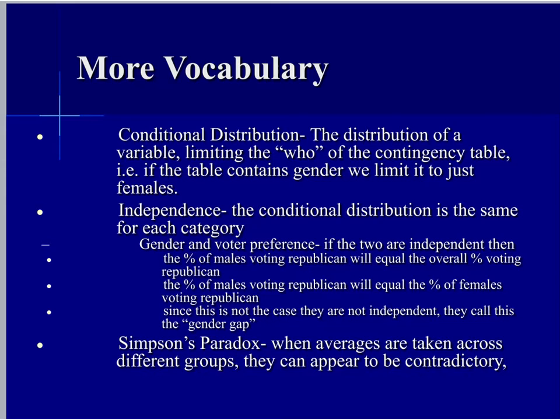Now the conditional distribution is where we limit the who. We limit it to one of the variables and one of the categories within that variable. So if the table is the gender, we maybe only want to look at females. If it's night owl or early bird, maybe we want the conditional distribution of night owls, whether they like sweet and salty. So the conditional distribution looks at one row or one column.